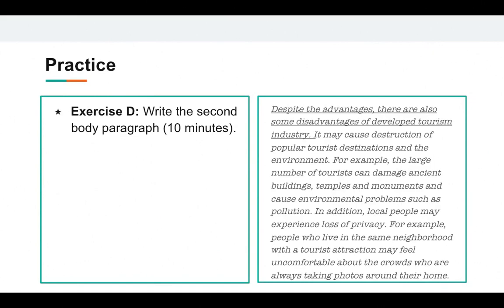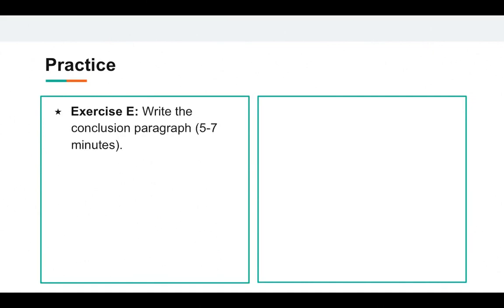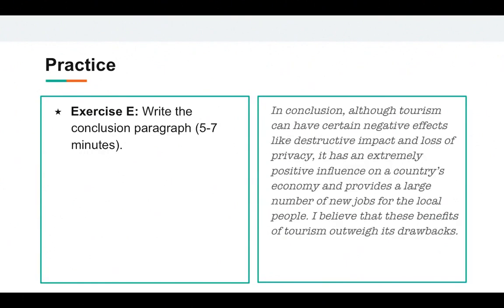Let's move on to exercise E. Finally, for exercise E, pause the video for 5 to 7 minutes and write the conclusion paragraph. Okay, here you can see the conclusion paragraph about the advantages and disadvantages of developed tourism industry. Pause the video again and compare your conclusion paragraph with the one on the slide.